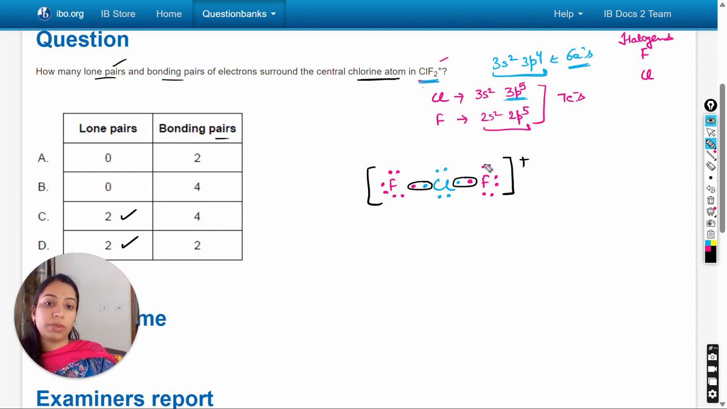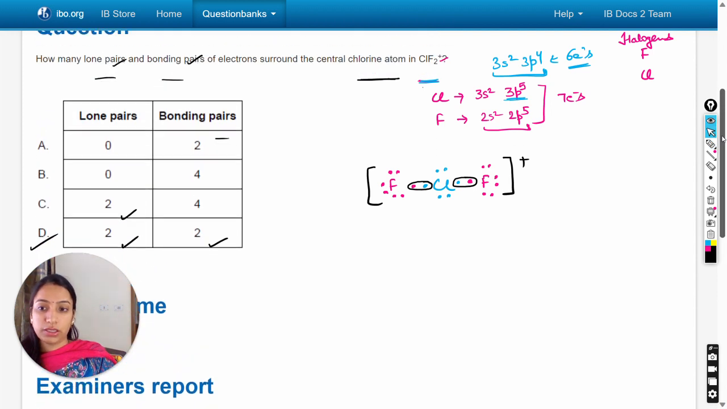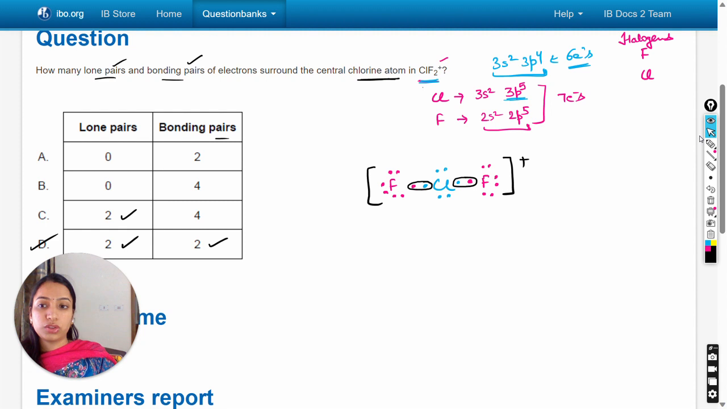And now bonding pairs. There are two single bonds around the chlorine atom, which means 2 bonding pairs are around the central chlorine atom, which means the answer will be D option. Let's check the mark scheme. Yes, D option is right. So this is how we can solve these types of questions. Thank you so much for watching. All the best.